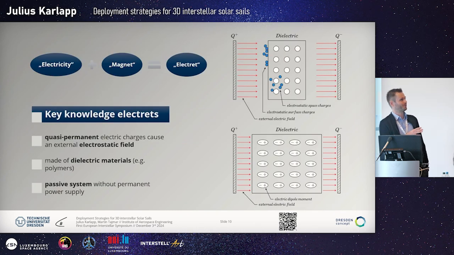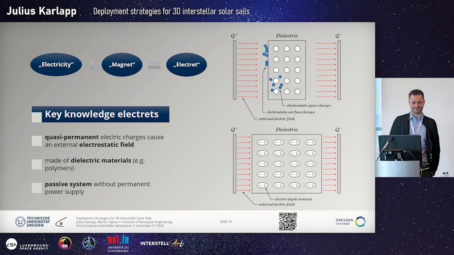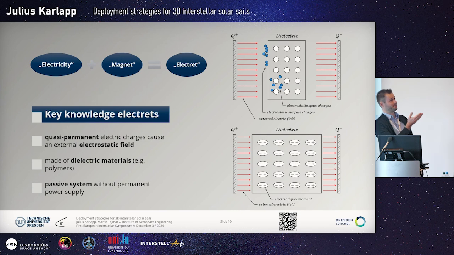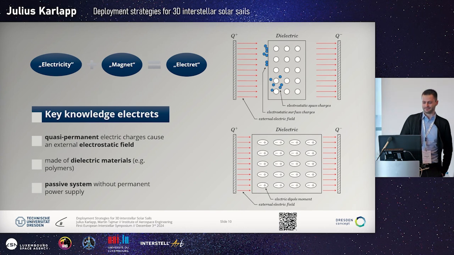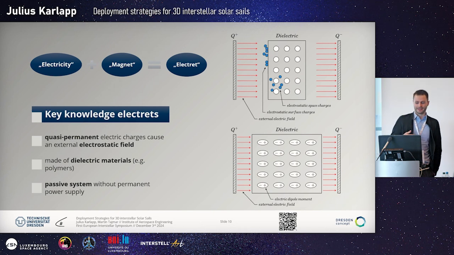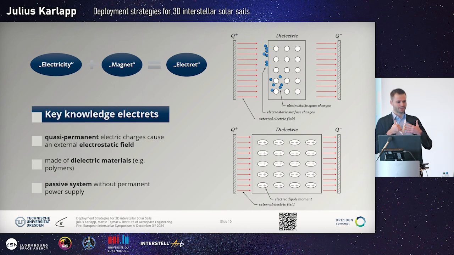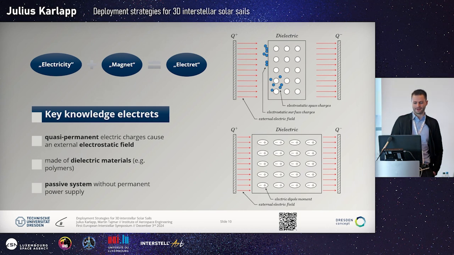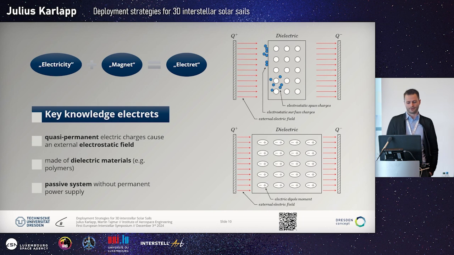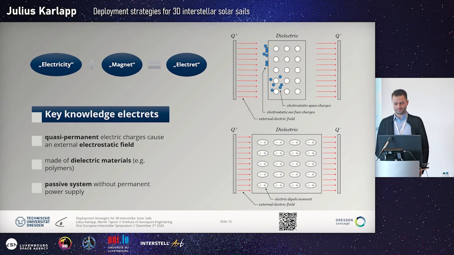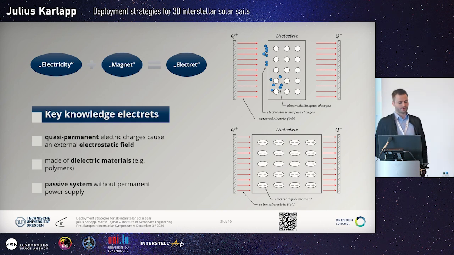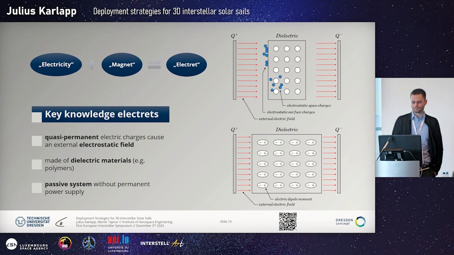For those of you who have never heard of electrodes, here's a short introduction. The name is based on the two words electricity and magnet. An electrode is just a charged object that has a permanent electrostatic field, comparable to the magnetic field of a permanent magnet. Electrodes are mostly made of polymers, although any dielectric material can be used.